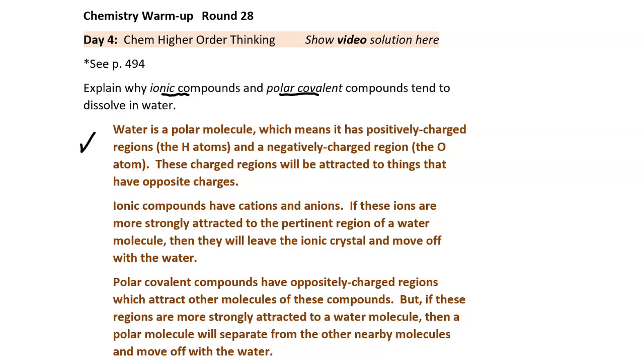So I've discussed water a little bit, but I haven't yet said why ionic compounds or polar covalent compounds dissolve in water. So the next part of my answer addresses the ionic compounds. Ionic compounds have cations and anions. If these ions are more strongly attracted to the pertinent region of a water molecule, then they will leave the ionic crystal and move off with the water.